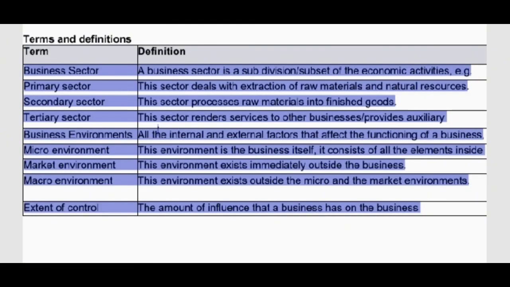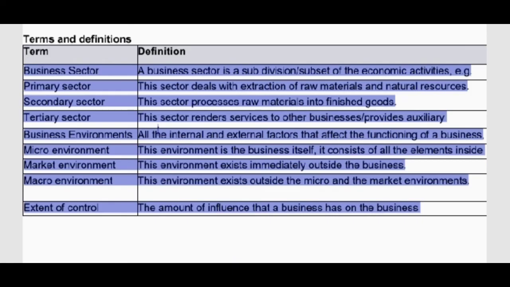When you see the words primary sector, or they will say... Let's look at the screen.